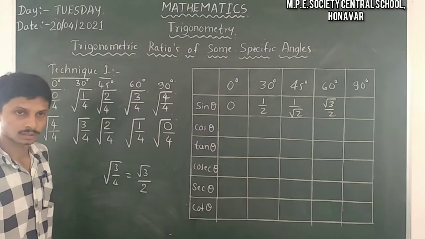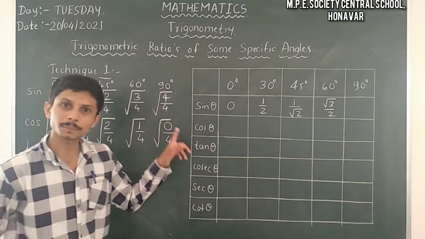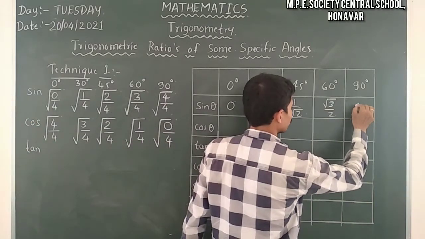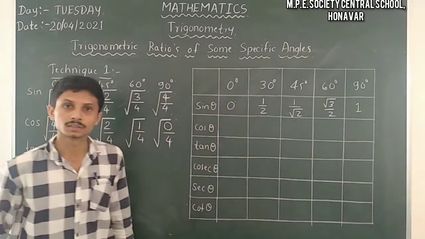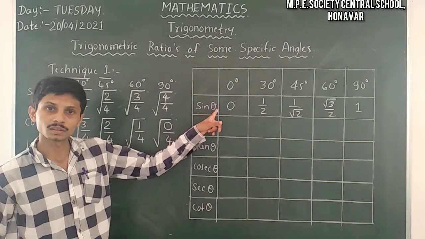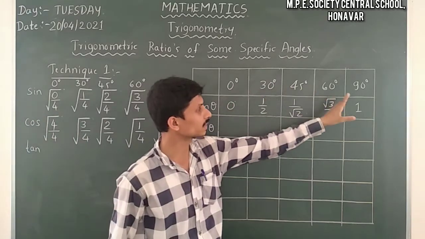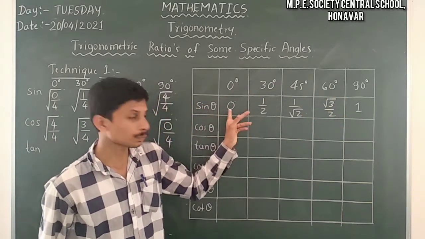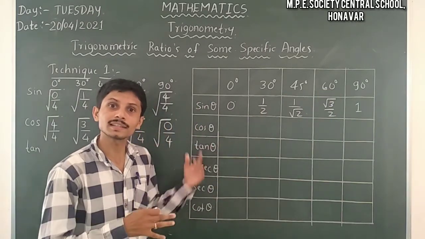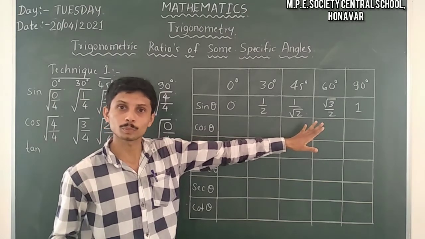Then let us move on to the last one. That is here 4 by 4 is 1. 1 is a perfect square, so the square root of 1 is 1. So here just observe. When theta increases, 0, 30, 45 degree, 60 degree, it varies from 0 to 1 here. That means when theta increases, sin theta also increases. I hope you understood this one.